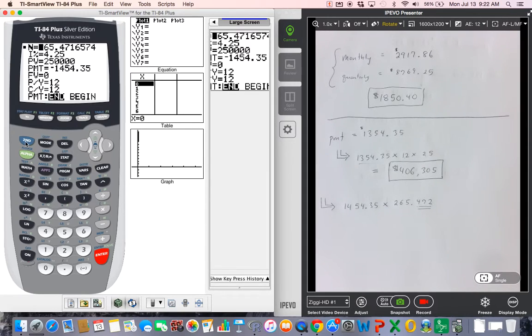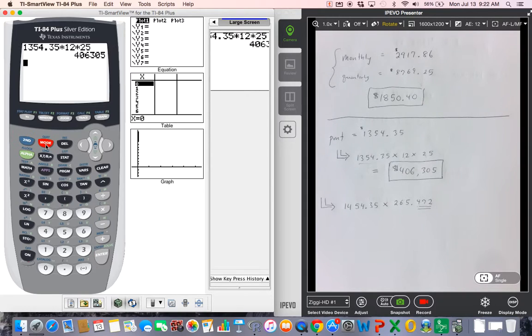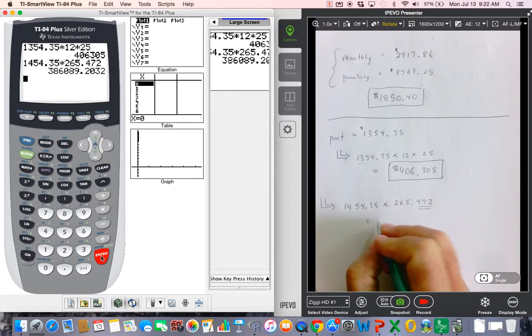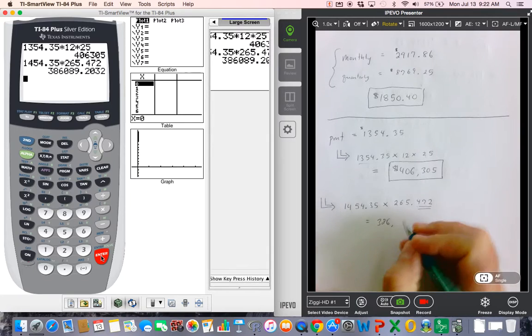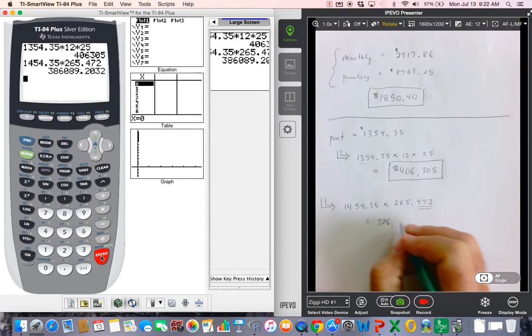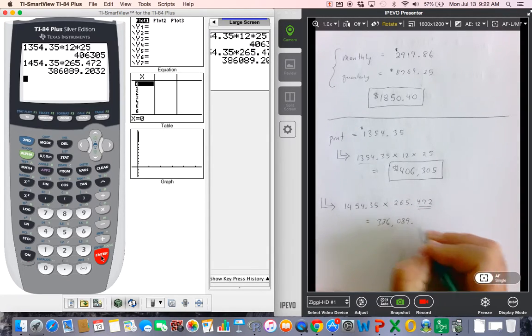So we can see that if we paid the 1454.35 times the 265.472, that we're just going to pay the bank $386,089.20.